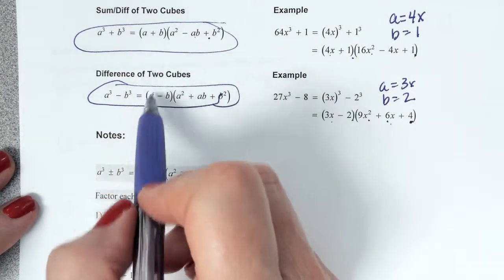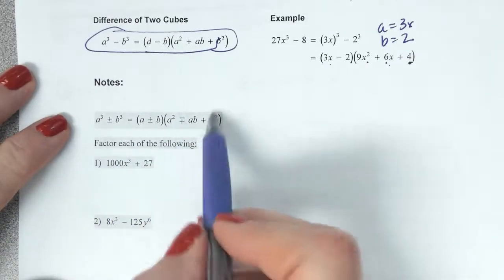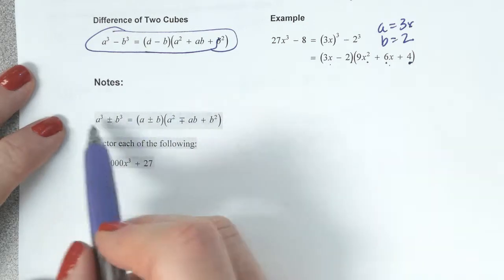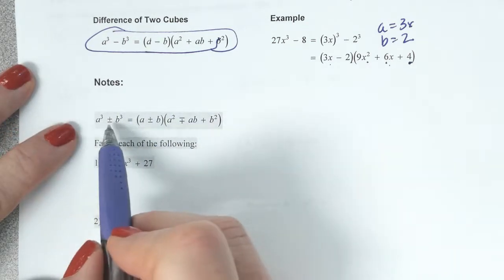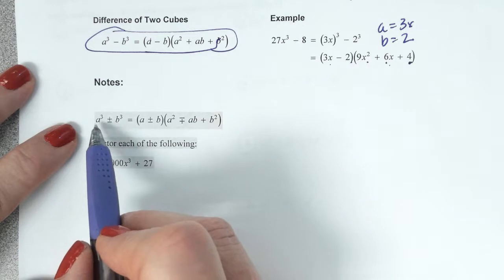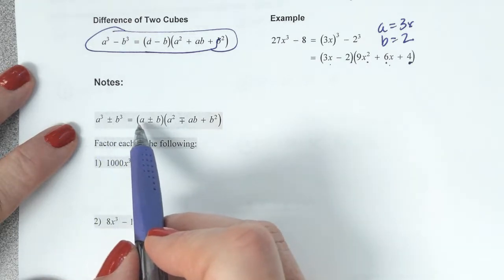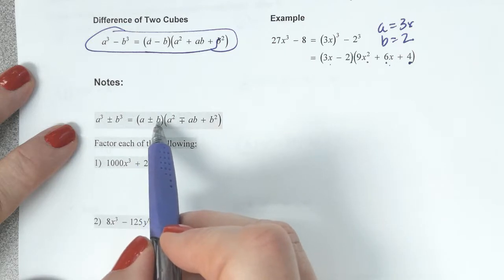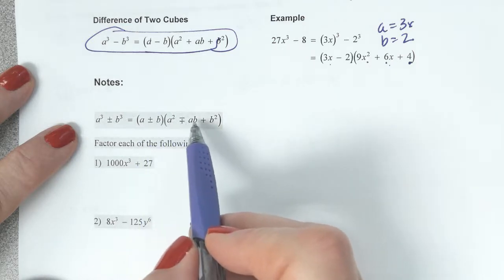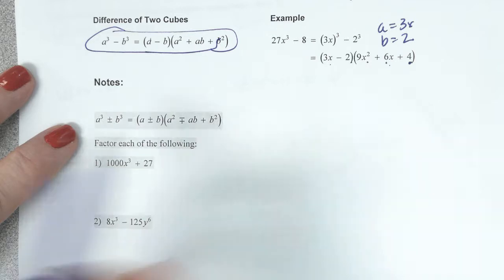Some people like to memorize these individually. Some people prefer to just have one formula. If you like just having one formula, you can write it like this. A cubed plus or minus b cubed is always going to be a plus or minus b, a squared minus or plus ab plus b squared.